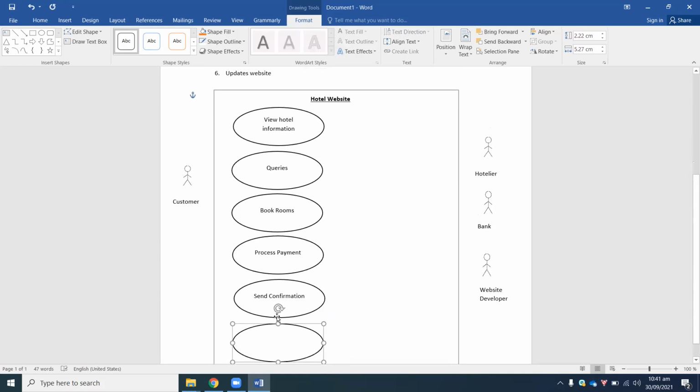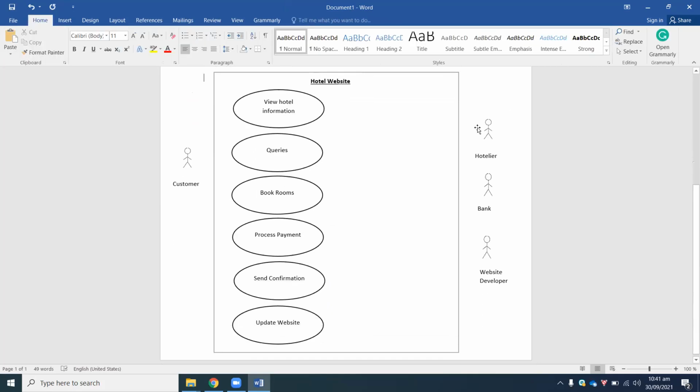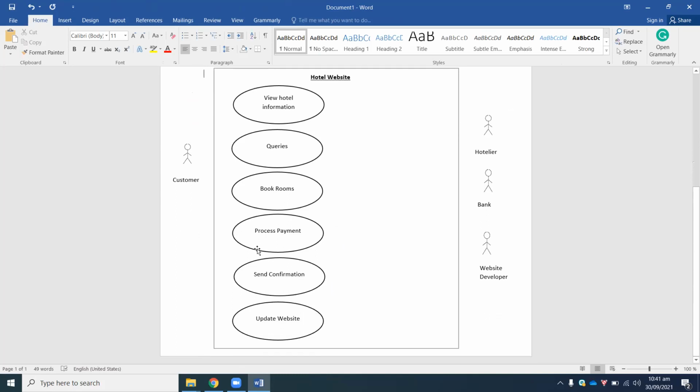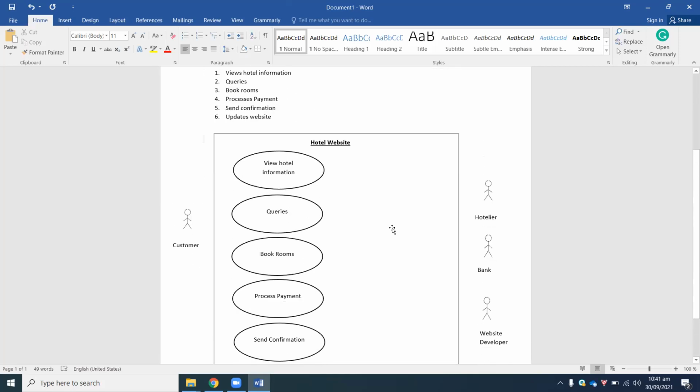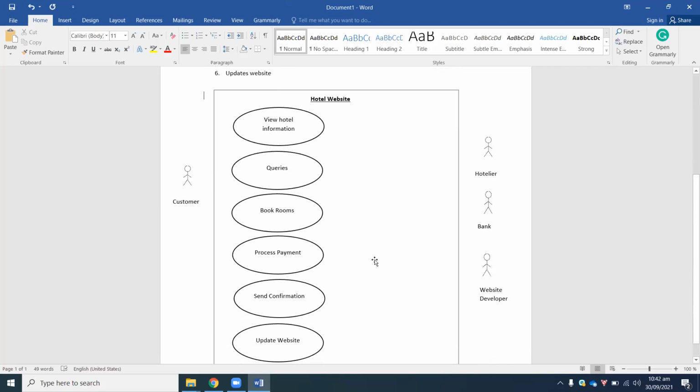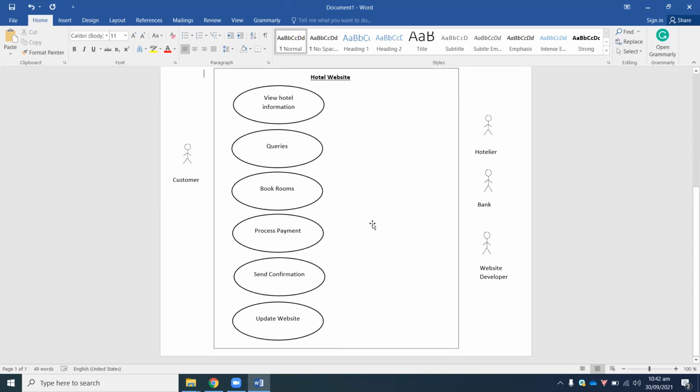And next is update website. Now, once you've drawn your actors and your use cases, the next thing you have to do is allow interaction of the actors with the use cases. Why I'm leaving a space is because I know there are some include and extended use cases which are coming in. So I've given some space here.